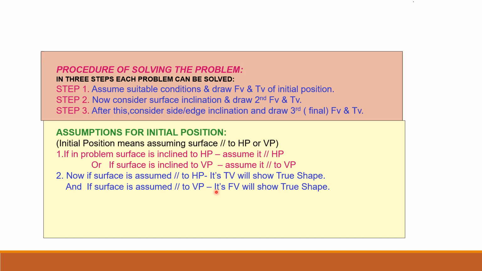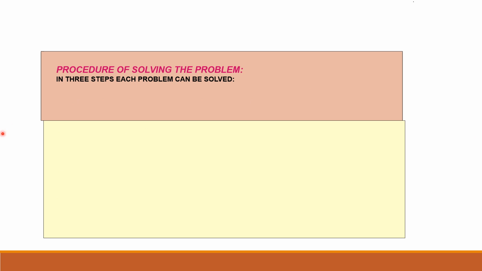If a surface is assumed to be parallel to a certain plane, its true shape will be seen in that plane. Similarly, if a surface is assumed to be parallel to the vertical plane, its front view will show the true shape. Its true shape is seen in the vertical plane. Hence, first we are going to draw that shape.